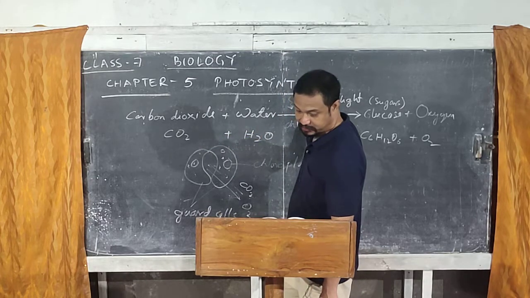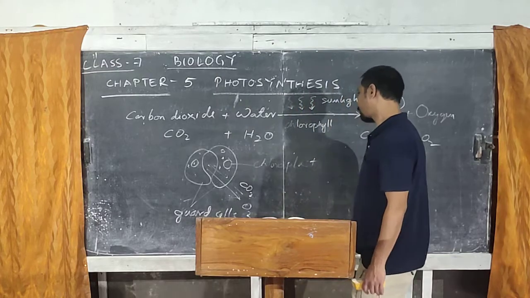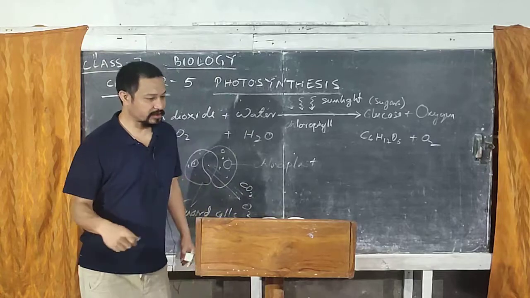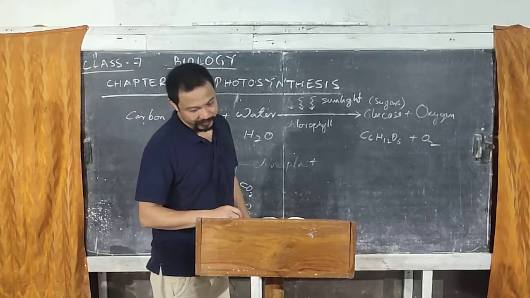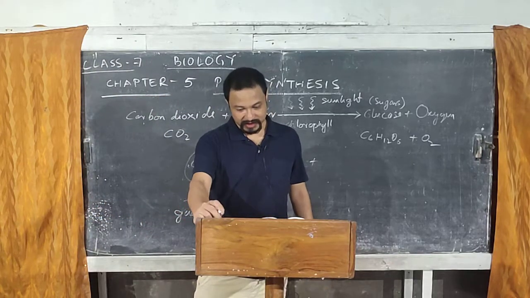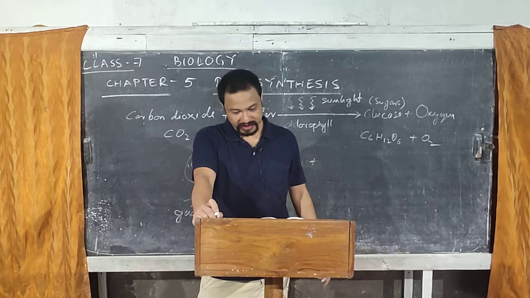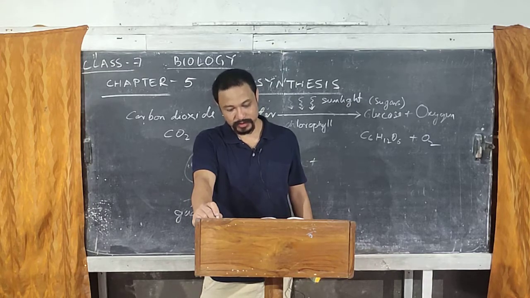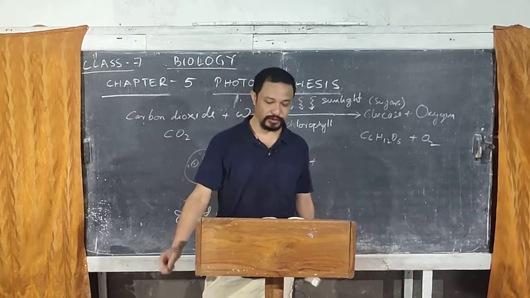Okay, now materials required for photosynthesis: carbon dioxide, as my equation is showing you, water, light, and chlorophyll. So carbon dioxide, you get it from the atmosphere through the stomata, it enters inside. So plants take in carbon dioxide through the stomata present on the leaves. Plants absorb water from the soil through the root.